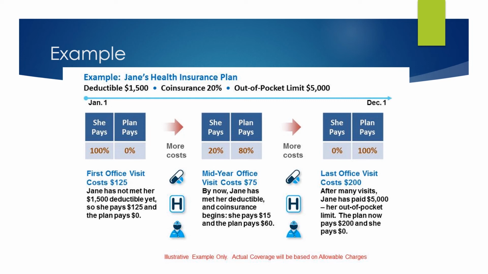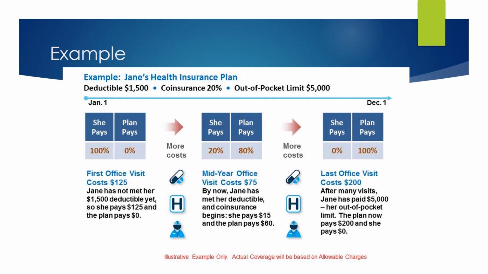Now, during the year, she continues to have additional medical services and has come to the point where she's met her deductible. At the next office visit, Jane goes to see her physician, which costs $75 this time. Since she has met her deductible and has a 20% coinsurance, she will only pay $15 for her visit, again, that 20%, and her plan pays the remaining $60. If Jane also has a copay, she will have to pay that during the visit.